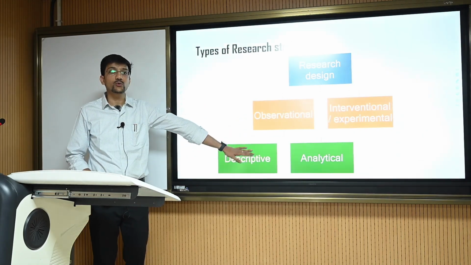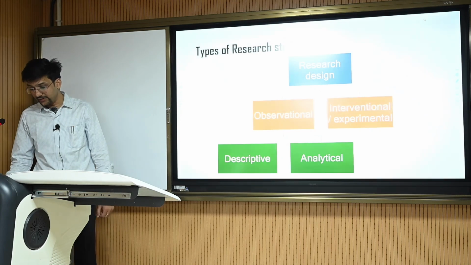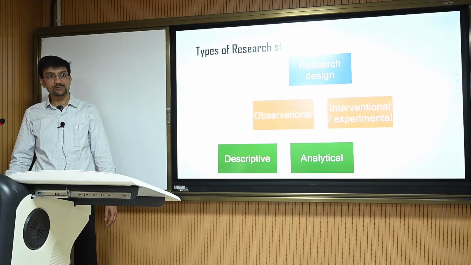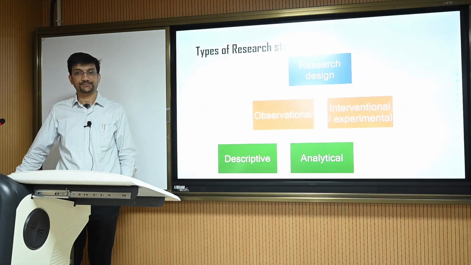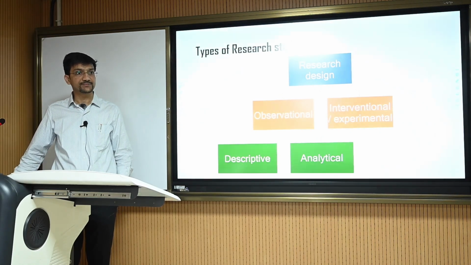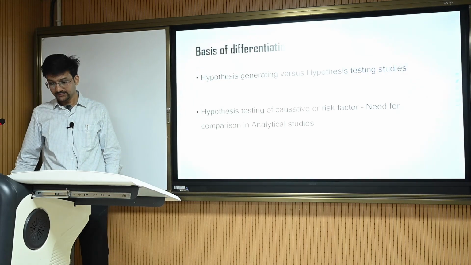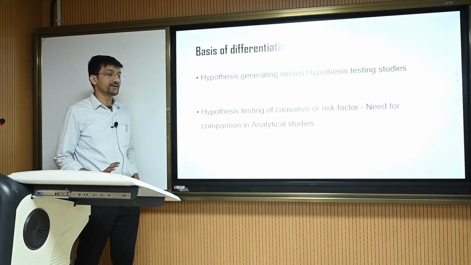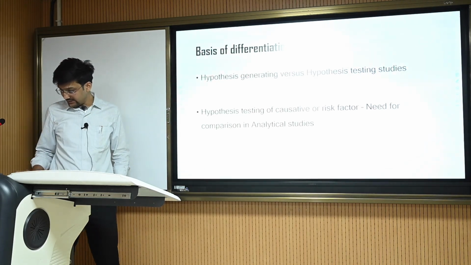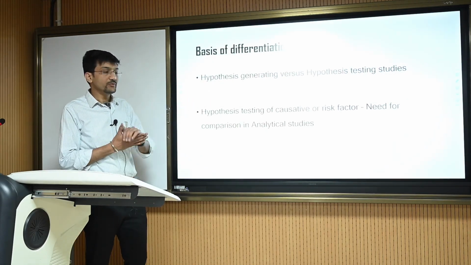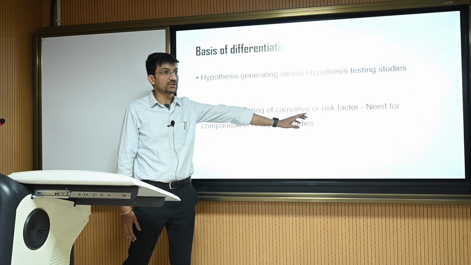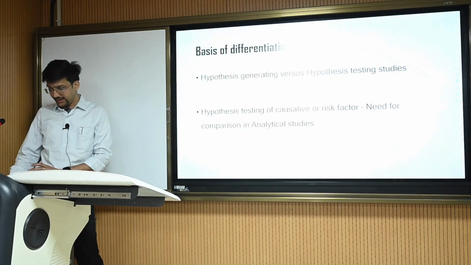In observational, there are two types of studies: descriptive and analytical. What is the difference between them? What do we do in a descriptive study? Can someone give an example? Cross-sectional is the simplest. I'll first explain the difference. In a descriptive study, we generate hypothesis. We don't test it. We test hypothesis in analytical studies. Okay, now how do we do that?